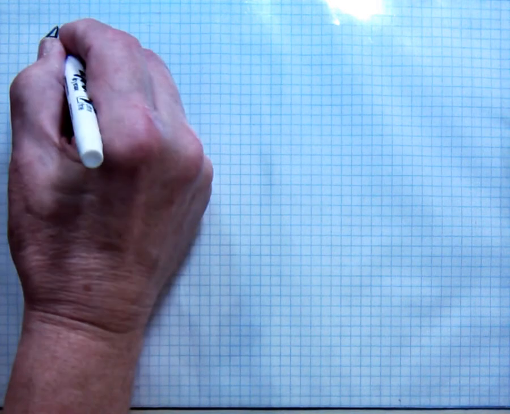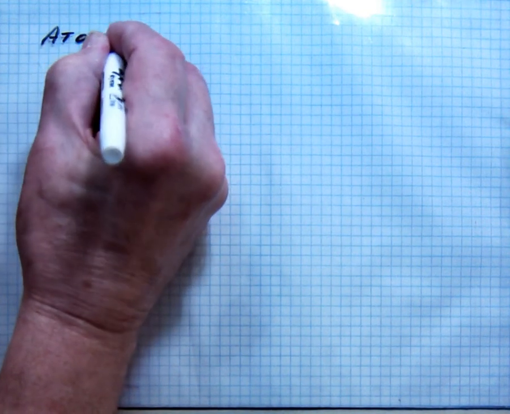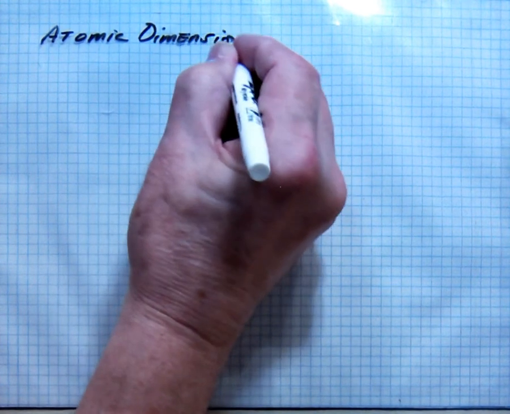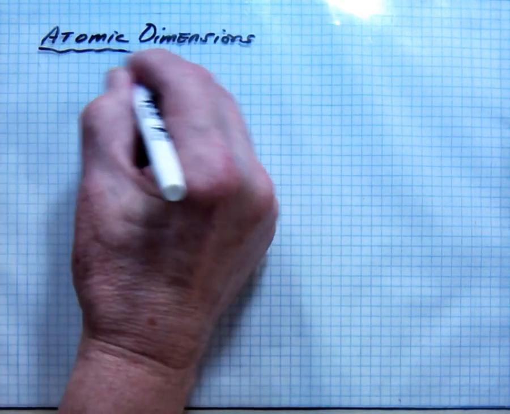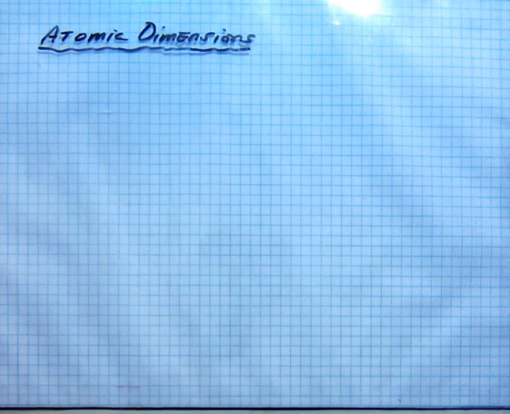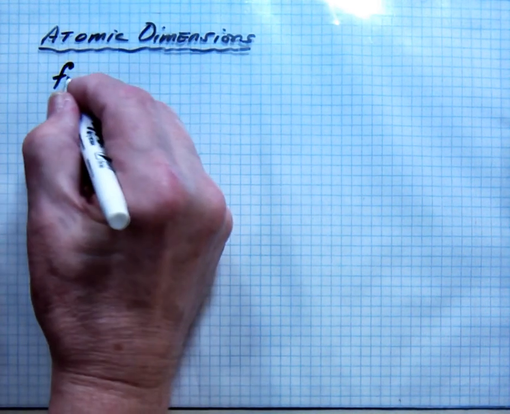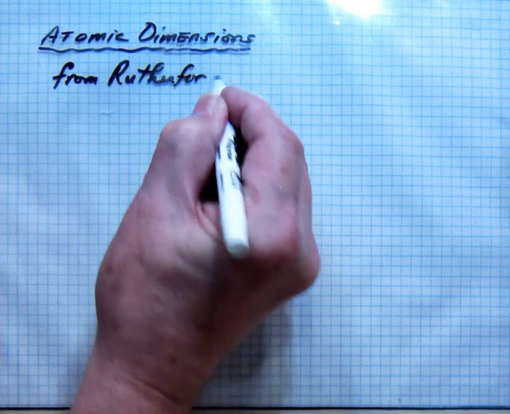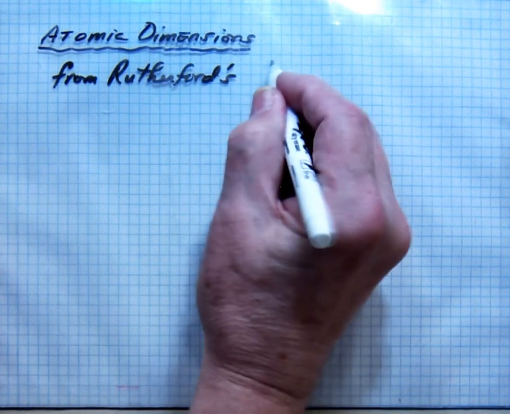We call this atomic dimensions. The first model of the atom was the Thomson model, and it didn't survive very long. But the second one was the Rutherford model, and basic atomic dimensions were defined by the Rutherford team. And so you can simply say this is from Rutherford's shell model.